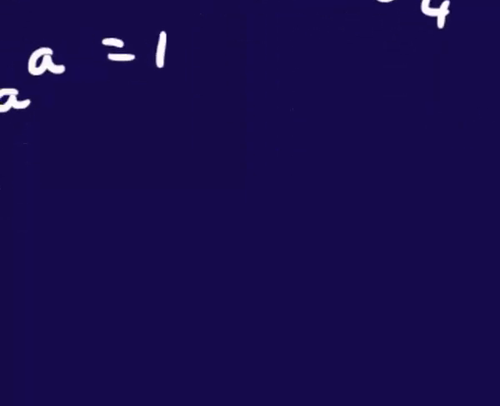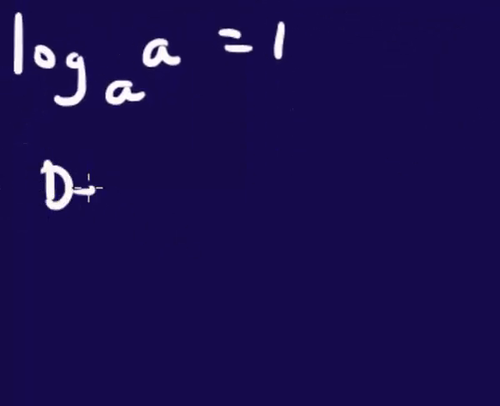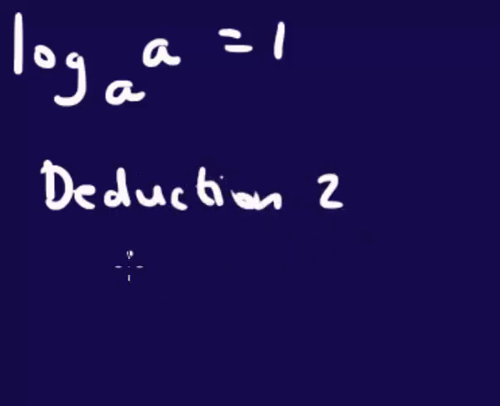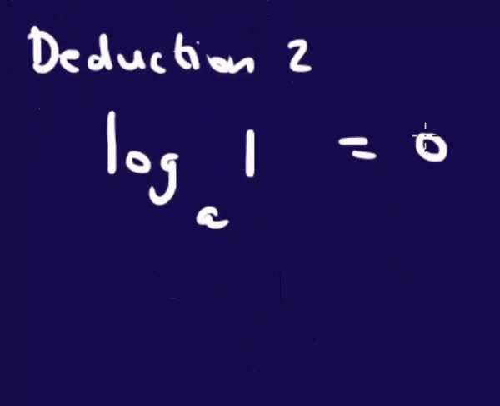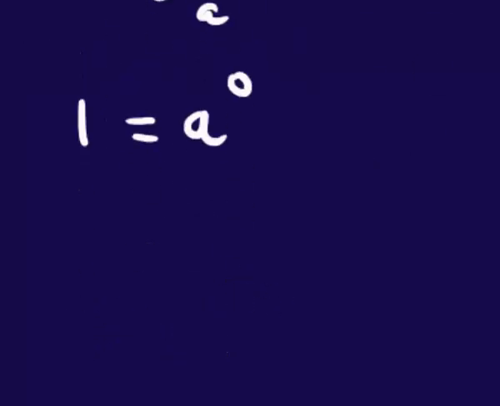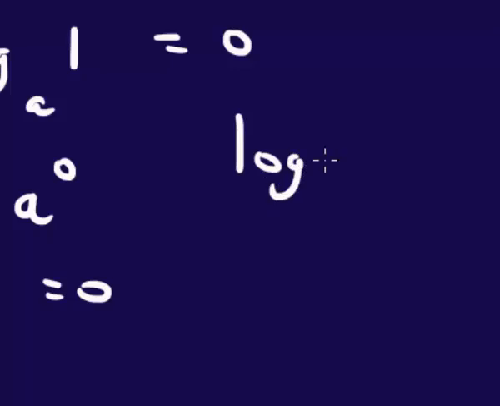Okay, the other deduction, which is quite fun as well, deduction 2. What deduction 2 says is, if you've got log of 1 to any base that's meaningful, it is 0. Now, for example, you'd agree that 1 is equal to a to the 0. So if you then apply log laws, that a goes underneath, that becomes log of 1 to base a is 0. So the log of 1 to any base that you like is 0.